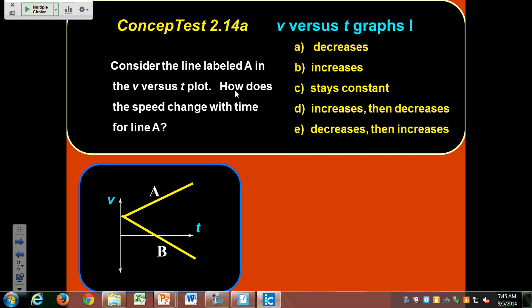All right, B is right. Look, it has a certain value. I don't know, let's say it's 2 right here, and up here it's 4. It goes from 2 to 4 meters per second. So the velocity is increasing, and the speed is increasing. It's speeding up, right? Now let's consider, is the acceleration positive, negative, or 0 for that line A? It's positive, right? Because the slope of that line is positive.